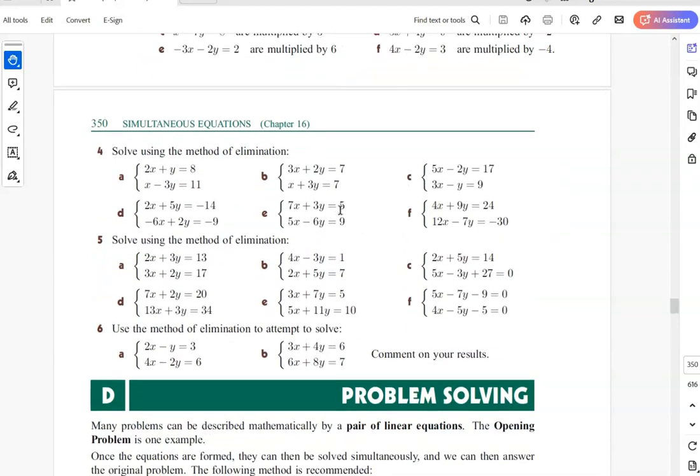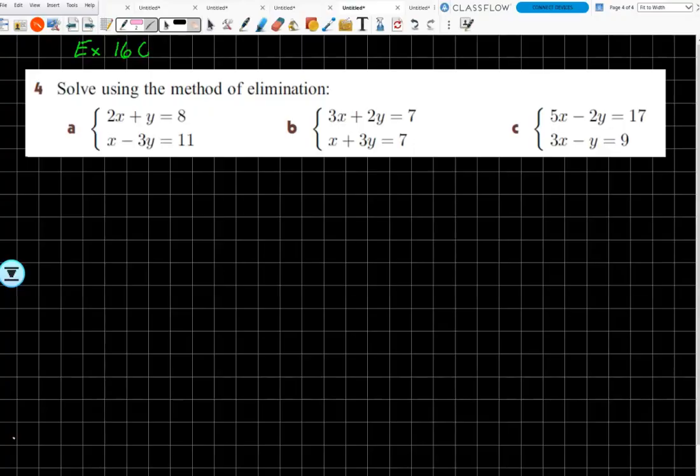We're going to do 4 and 5. Are we happy? So can you put exercise 16C? And we're going to do 4 and 5. Okay, you've got a choice. Do you want to eliminate the x or do you want to eliminate the y? You've played the game. What would you like to do? Eliminate the x or the y?